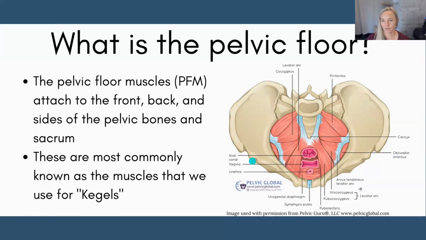To take a quick look at the anatomy over here, this is an assigned female at birth. So we have the urethra here, the vagina here, the anal canal here. And everything else in this red is muscle. So we have the levator ani, which is a muscle that slings all the way around from the front of the pubic area to the back, to the sacrum, the coccyx. We also have the coccygeus, which is a muscle that connects from the coccyx area to this side of the pelvic bowl. And then we also have the piriformis.